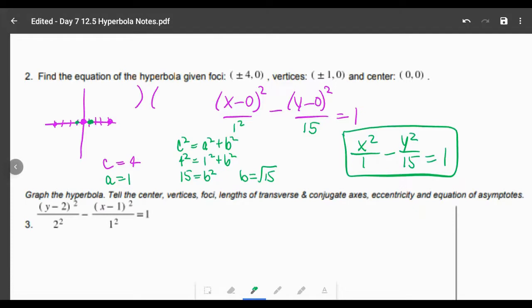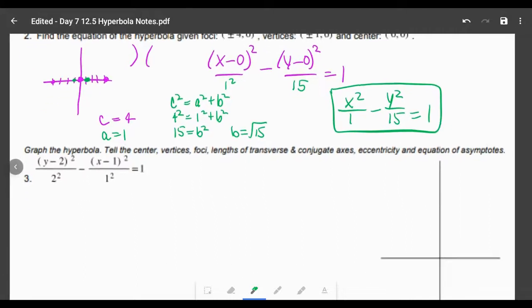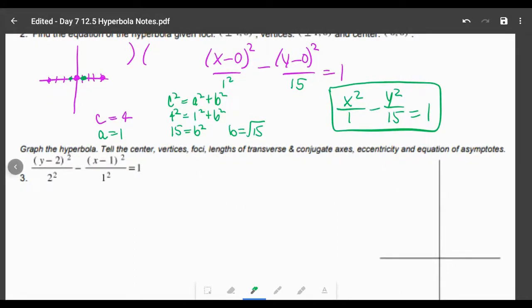All right, let's move on to number 3. So I can tell by looking at number 3 that it's going to graph in the vertical direction because it begins with a y. All right, my center is at, now be careful with this, we want to do 1, 2, not 2, 1, because you need your x coordinate first and your y coordinate second.